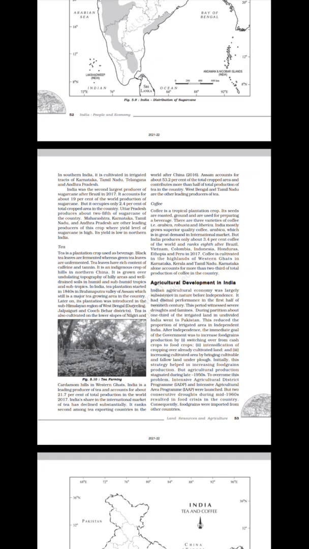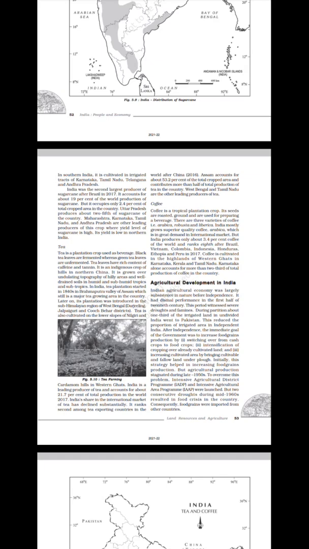Tea. Tea is a plantation crop used as a beverage. Black tea leaves are fermented, whereas green tea leaves are unfermented. Tea leaves have rich content of caffeine and tannin. It is an indigenous crop of hills in northern China. It is grown over undulating topography of hilly areas and well-drained soils in humid and subhumid tropics and subtropics.